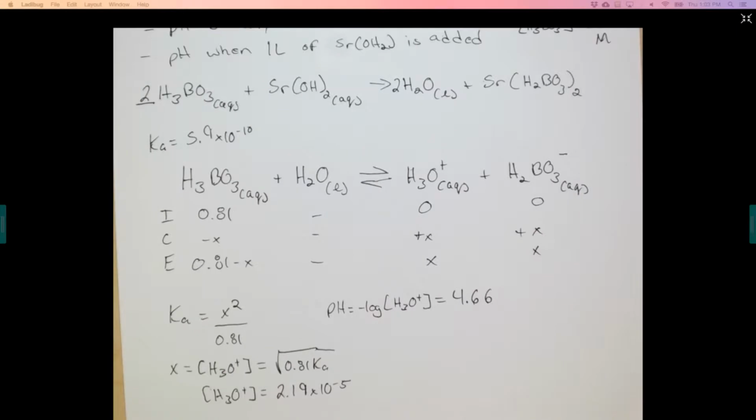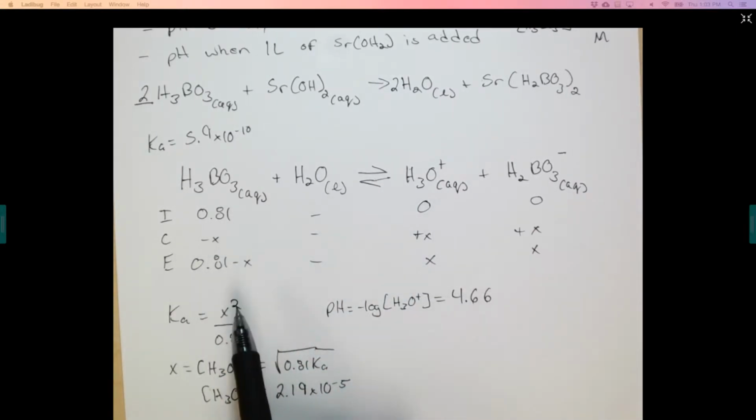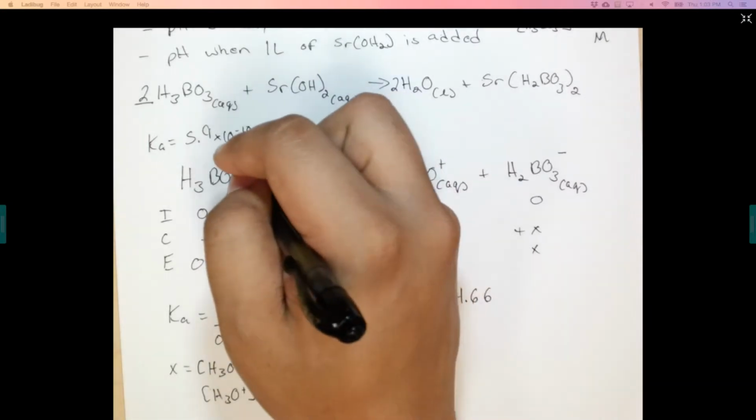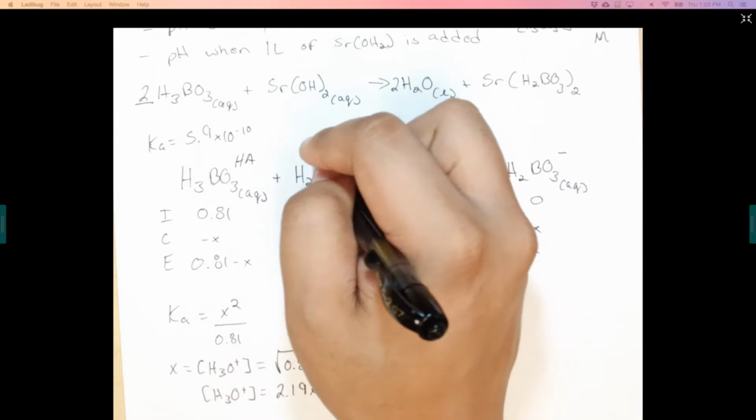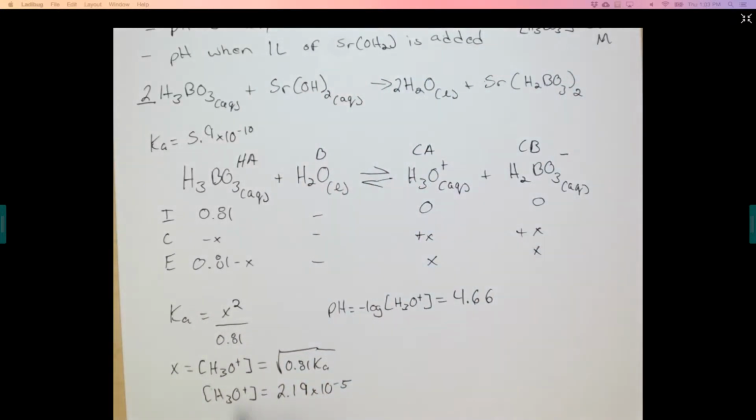So here is before titrant. This is a standard chemical equilibrium acid base. We need to be able to label this HA. This is the base. This is the conjugate acid. This is the conjugate base. And before anything is added, Ka is how we solve this using the ICE table. pH is equal to 4.66.